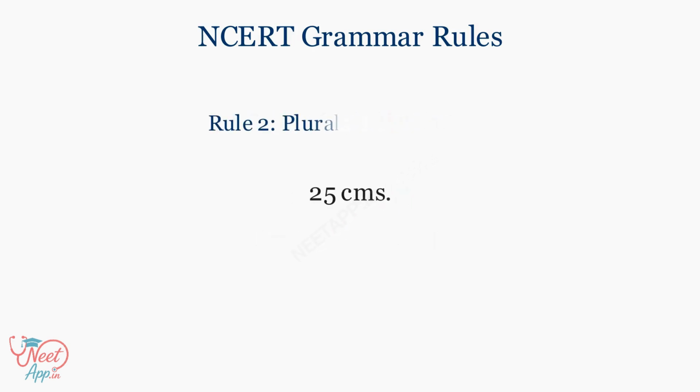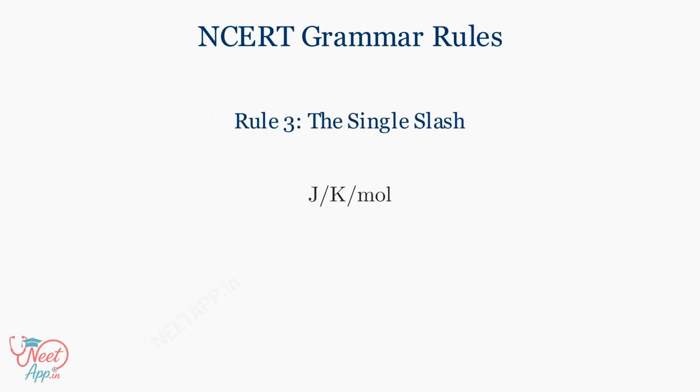Rule number 2, plurals and punctuation. Unit symbols never get a full stop and they are never plural. Writing 25 cms or putting a dot at the end is strictly incorrect. Rule number 3, the single slash. You can only use one solidus or slash in a compound unit. Meters per second squared is fine. Joules per Kelvin per mole using 2 slashes, absolutely banned.